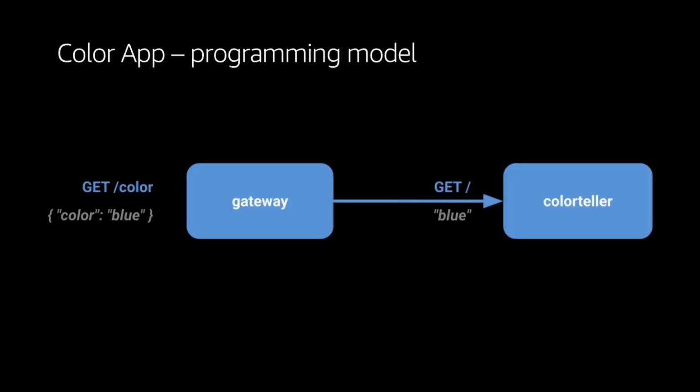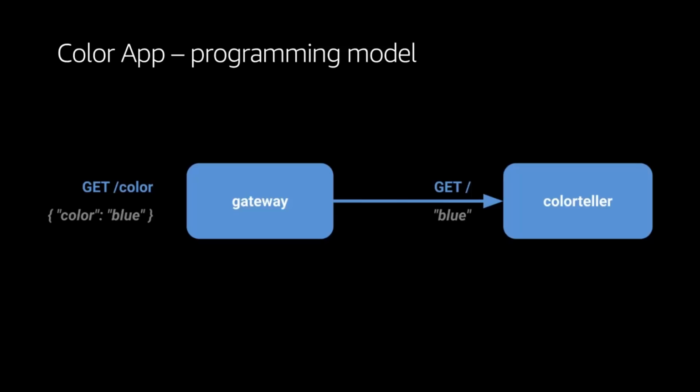And then our gateway service is going to go ahead and return a structured document back to the caller. It's going to return JSON. It'll say what color was fetched. And as you'll see later on when I do a demo, it'll also return a histogram of all the colors that have been fetched to this point. But this reflects our programming model.